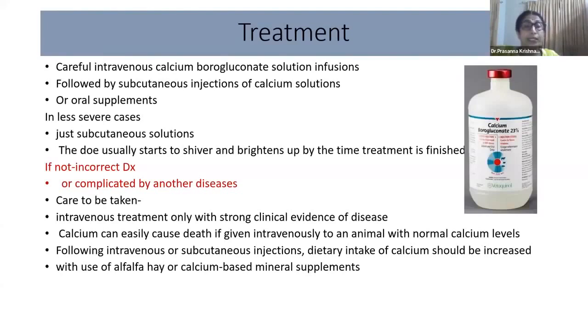But if it is not correctly diagnosed, that means if you are giving it to an animal that is not actually having this hypocalcemia, maybe sometimes the condition may be complicated by other diseases. In those cases, your treatment may not give the exciting result. So you have to be very careful while giving this intravenous calcium treatment. Intravenous treatment is suggested only with strong clinical evidence of the disease. And calcium can easily cause death of the animal if given intravenously to an animal with a normal calcium level. So please double confirm the calcium level before you give that intravenous calcium.